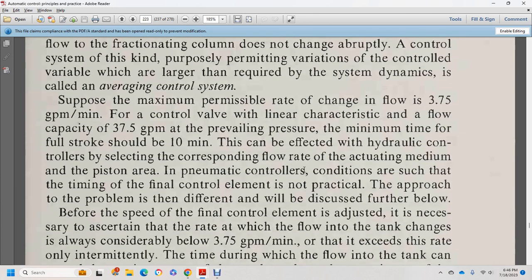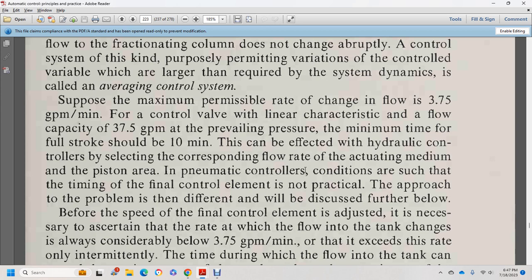Suppose the maximum permissible rate of change is 3 3/4 gallons per minute over a minute. With a control valve with a linear characteristic and a capacity of 37.5 gallons per minute at the prevailing pressure, the minimum time for the full stroke should be 10 minutes. This could be effectively done with hydraulic control, selecting the corresponding flow rate of the actuating medium to the piston, or with air in pneumatic control.